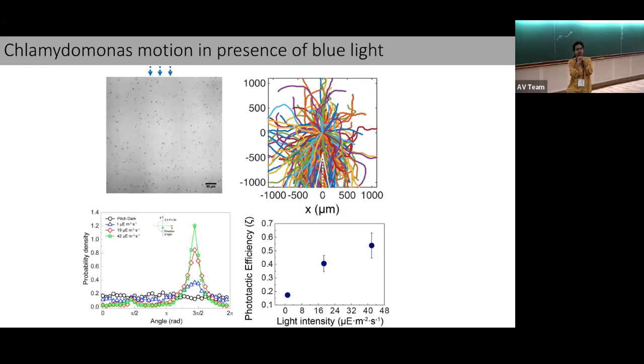Instead of pitch darkness, if, let's say, we are shining light from one side, instead of that we shine light from, let's say, two opposite sides, what will be the effect?